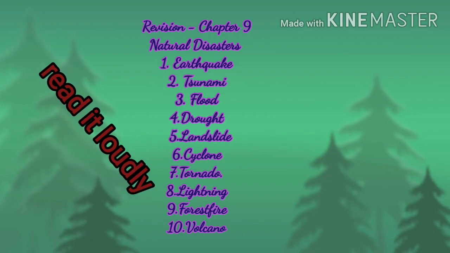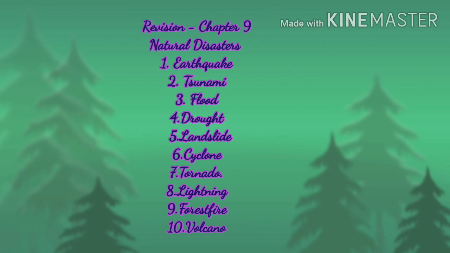Please read this loudly. All the 10 names of natural disasters loudly. Okay, read it one by one. Before moving to a new chapter, we will do a revision of chapter 9. In that chapter, we have learned about natural disasters: earthquake, tsunami, flood, drought, landslide, cyclone, tornado, lightning, forest fire, and volcano. Hope you have learned the spellings of each natural disaster.